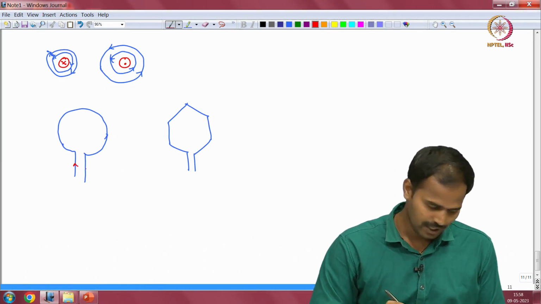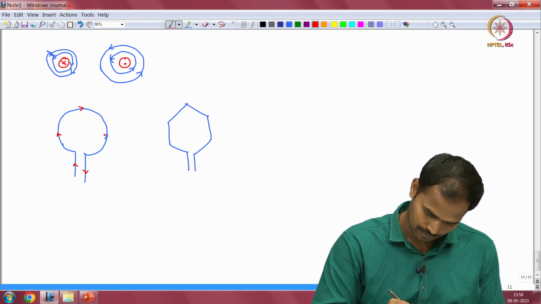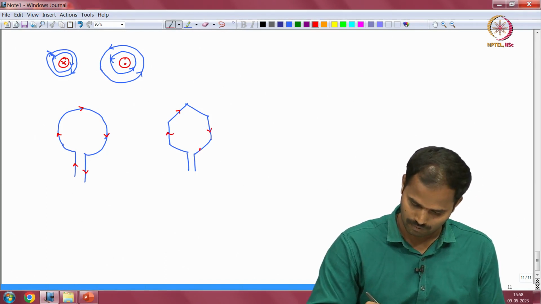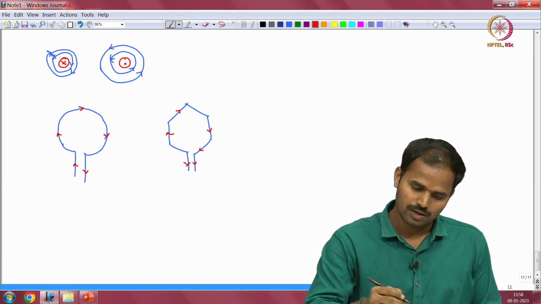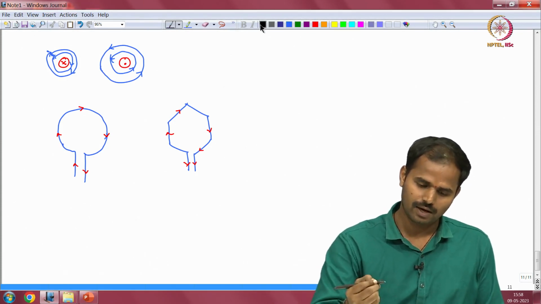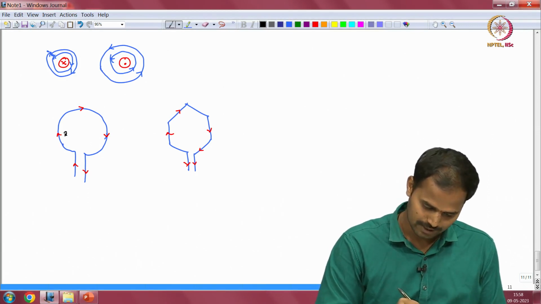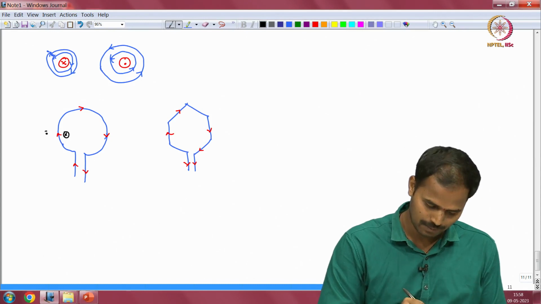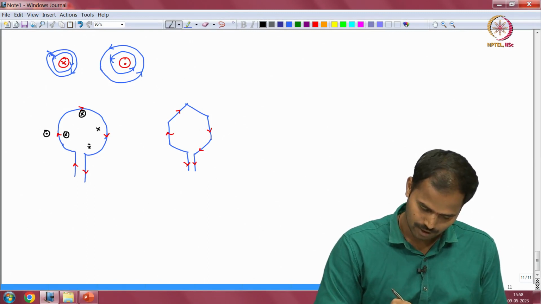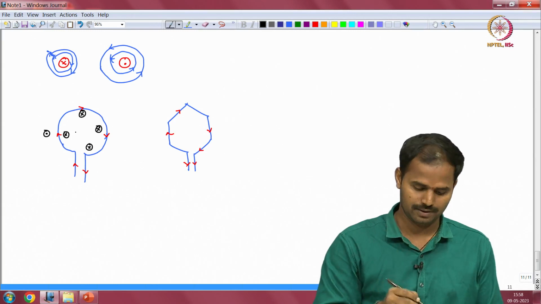So the current is flowing in this direction and coming out in this manner, and here also the same. So apply the thumb rule and identify how the flux lines are flowing. With respect to this portion, here flux lines are going in and here coming out, and here also going in. All flux lines are going into the coil from the outside.